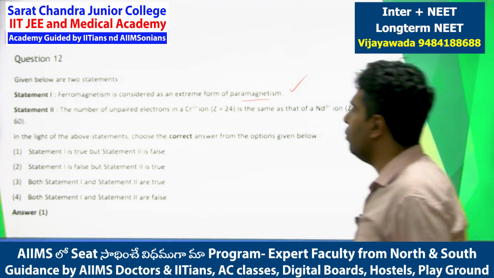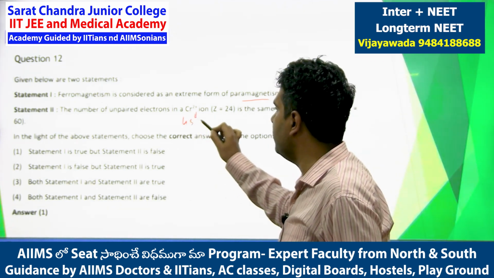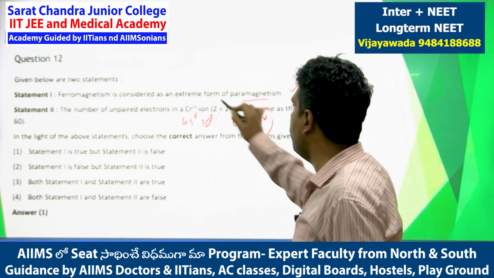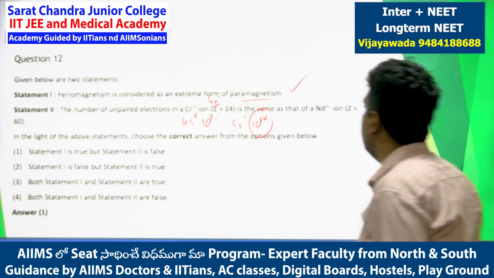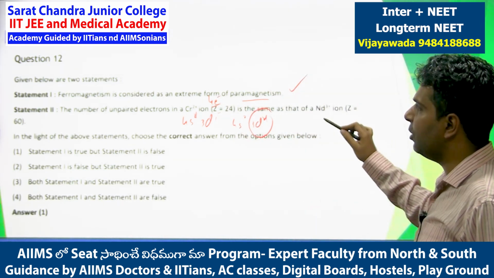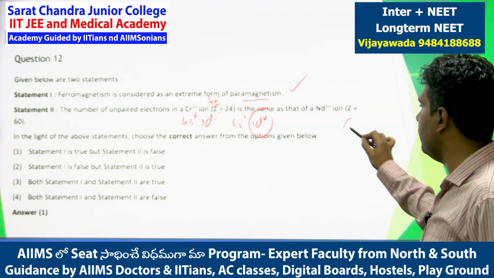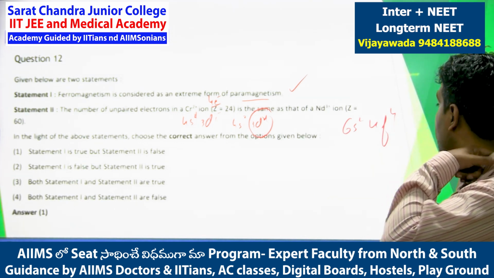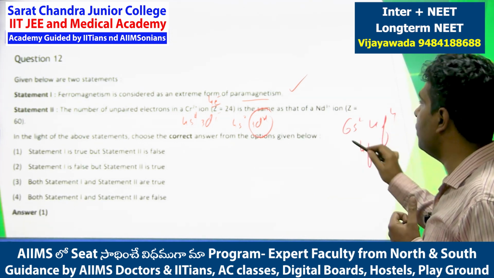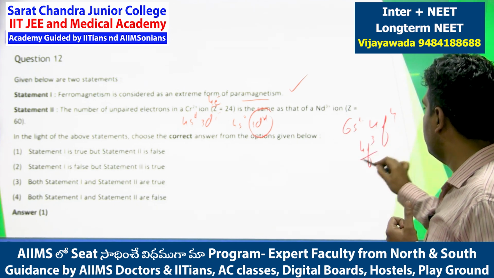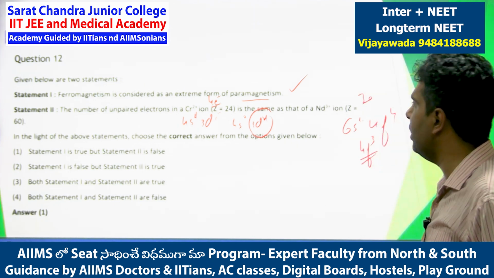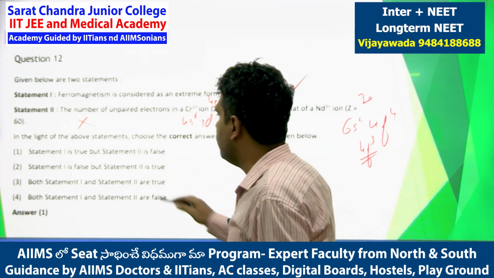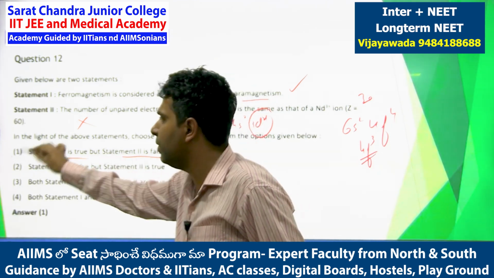Now the number of unpaired electrons in chromium +2. Chromium is 4s1 3d5, so chromium +2 will be 4s0 3d4. In 3d4, there are 4 unpaired electrons. And for +3 ion, the atomic number is given, so you will find the electronic configuration 6s2 4f4. After removing 3 electrons, this will be 4f3. It will have 3 unpaired electrons. So the number of unpaired electrons is not the same. So this statement is incorrect. Statement 1 is true, statement 2 is false. So answer will be the first option.